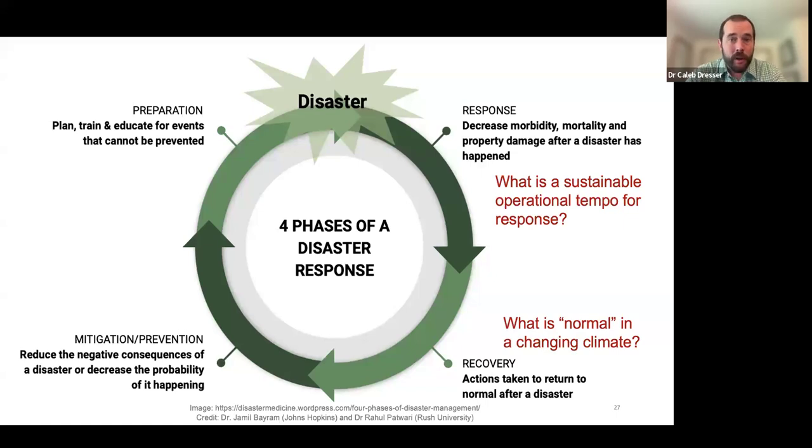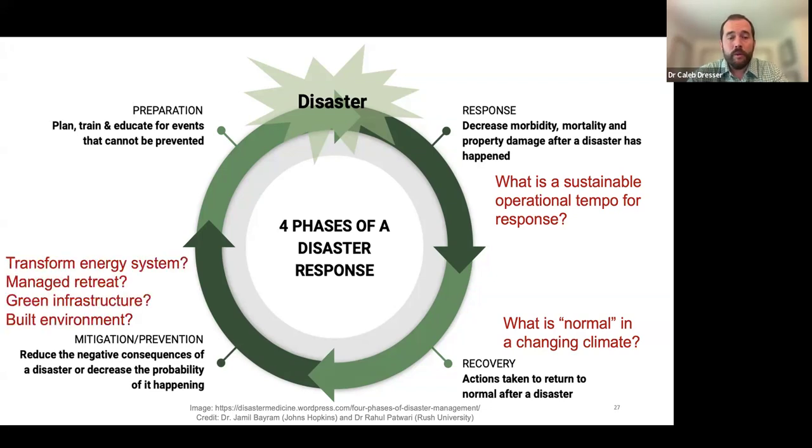This is an important conversation that has to be happening even in the immediate aftermath of a disaster. From a mitigation and prevention standpoint, when we add climate change to this cycle, it gets very complicated because we have always had tropical cyclones, we have always had floods, we have always had fires. But climate change is now contributing to the intensity, in some cases, the frequency, and the exposure to these events.